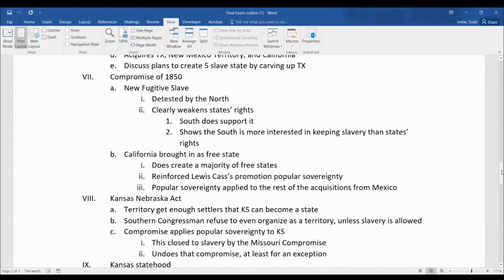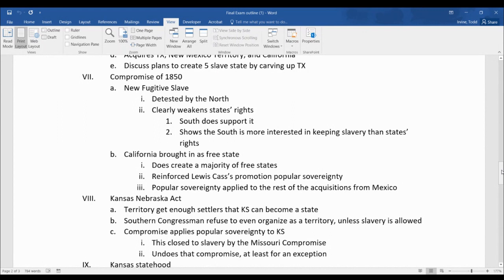All right, California, meanwhile, comes in as a free state, and that does create a majority of free states. Right? Notice here, this is where you want to talk about Lewis Cass and then the promotion of popular sovereignty, as the other states that form from this will come in choosing slavery or free status for themselves under this concept. And of course, popular sovereignty, make sure you define that, so that as I read it, I understand that you understand what it means. Right? And note also that it is applying to everything else.